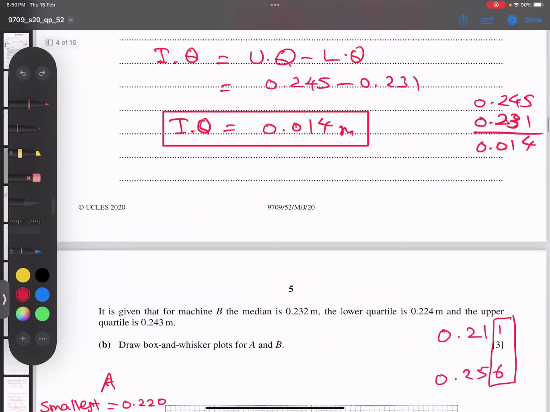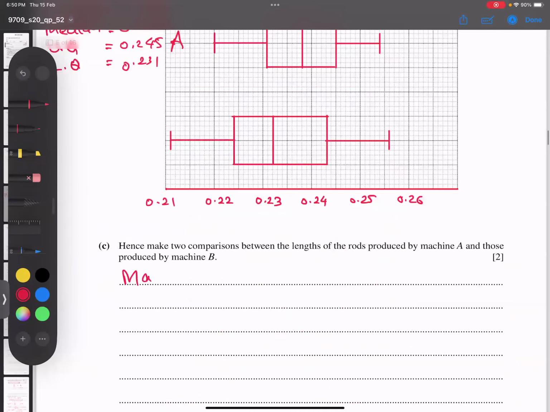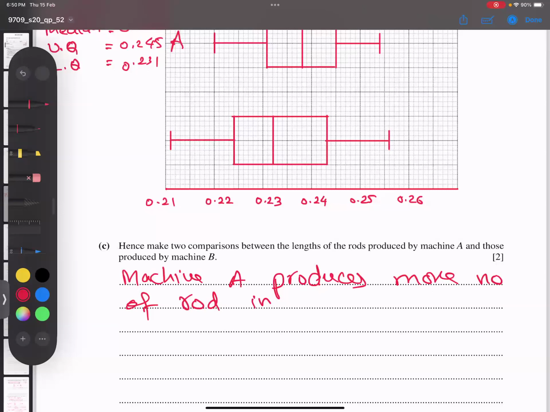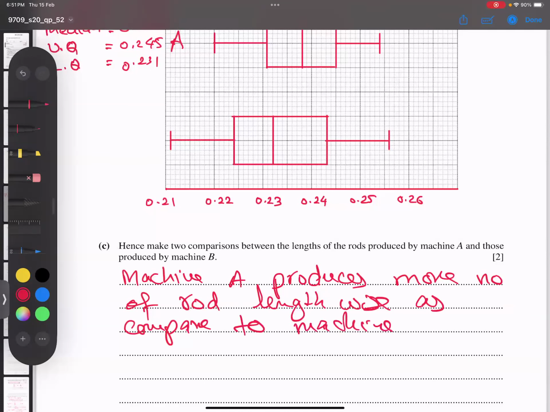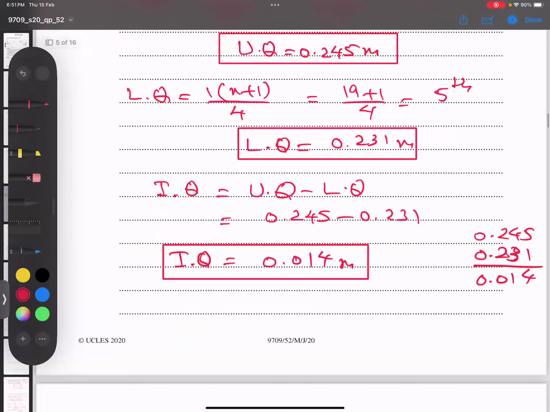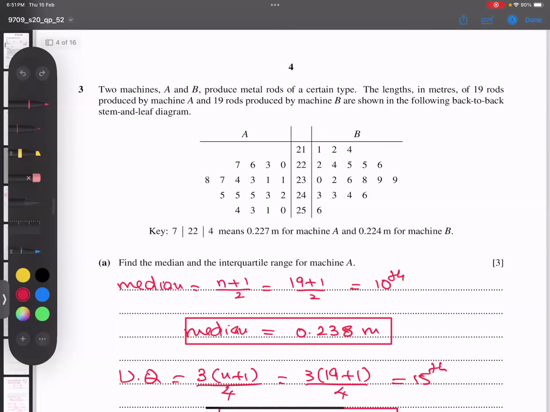So you can say that machine A produces more number of rods lengthwise as compared to machine B. It means there are more number of lengthy rods made by machine A as compared to B.